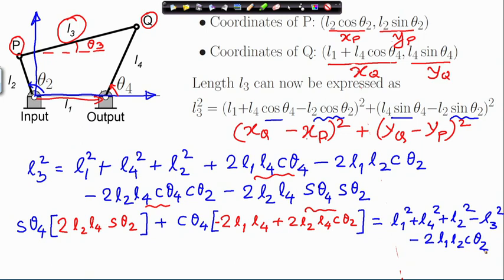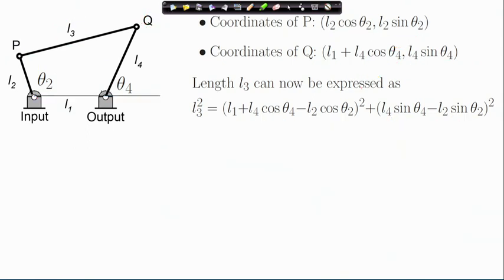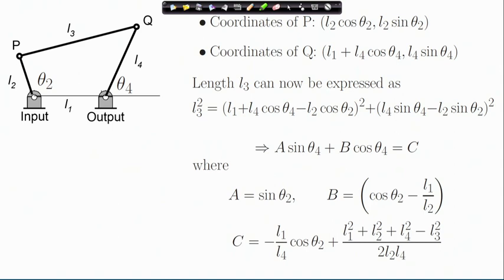Now, if I do a little bit of simplification, then I can write it as A sin theta 4 plus B cos theta 4 is equal to C, where A, B, C are functions of theta 2, as you can see. So, let me formally show you this step. A sin theta 4 plus B cos theta 4 equal to C. I have done some simplifications. So, A is sin theta 2 and B has these expressions and C has this expression.